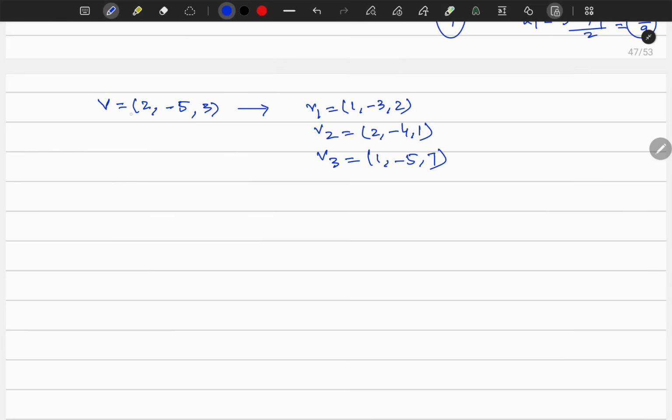That means, can we write this, or can this belong in the linear span of this one? That means, can we write that v as a linear combination of these? So we have to find the values of alpha 1, alpha 2, alpha 3. So that is alpha 1 v1 plus alpha 2 v2 plus alpha 3 v3.